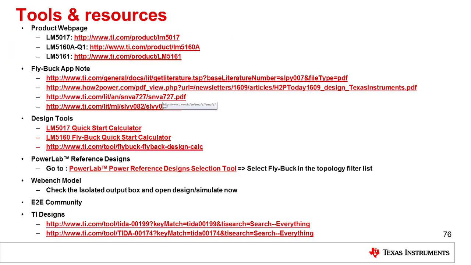Finally, we have quite a few tools and resources at Texas Instruments in order to help our customers design Flybuck and Flybuck boost applications. You can see here that, as I mentioned before, the LM5017 and 5160 family of devices are specifically meant for Flybuck and Flybuck boost, and we have quite a few app notes and design tools available to our customers. So I encourage everyone to check that out at ti.com.